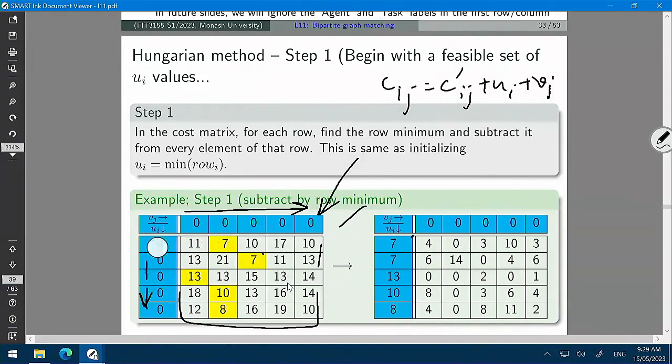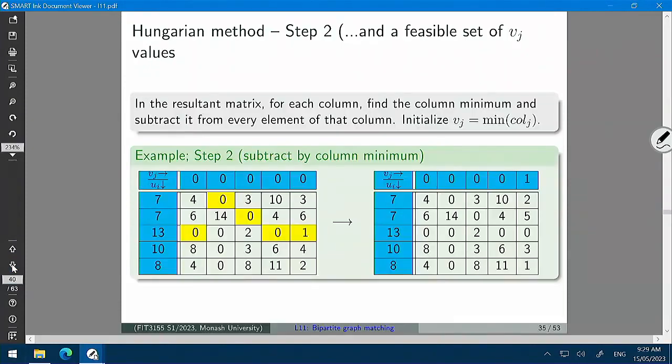Why should I add it back here? Because, what did I say? For any value, C prime ij is now 14. If you add Ui, which is 7, and Vj, which is 0, so 14 plus 7 plus 0 has to be the original cost matrix value, 21. That's what you had done there, no big deal.